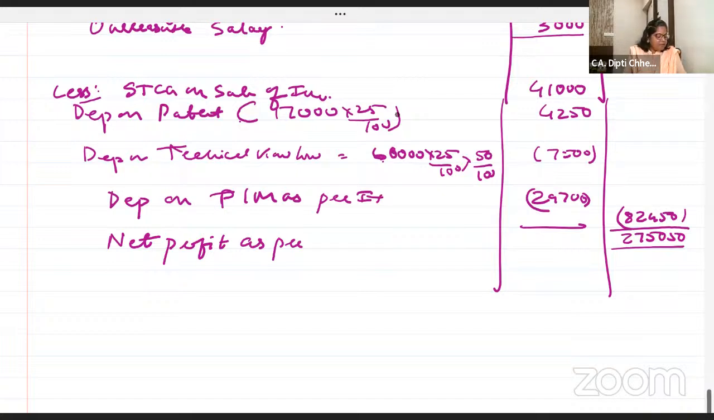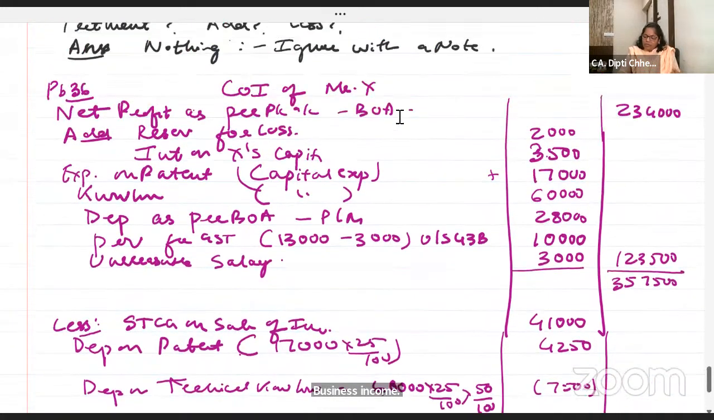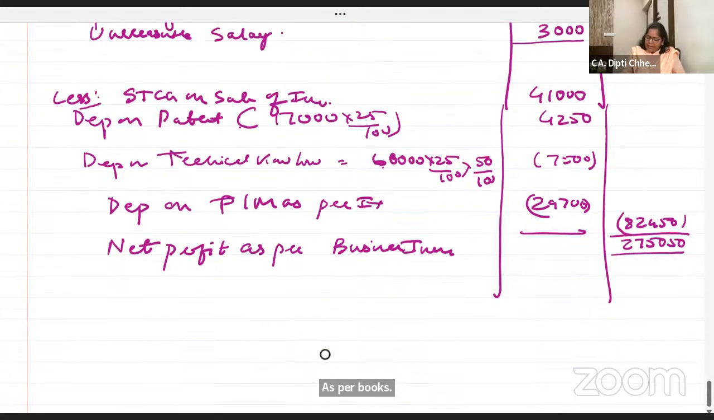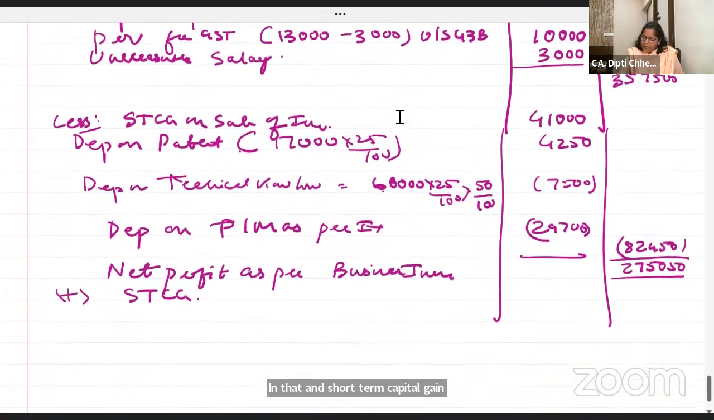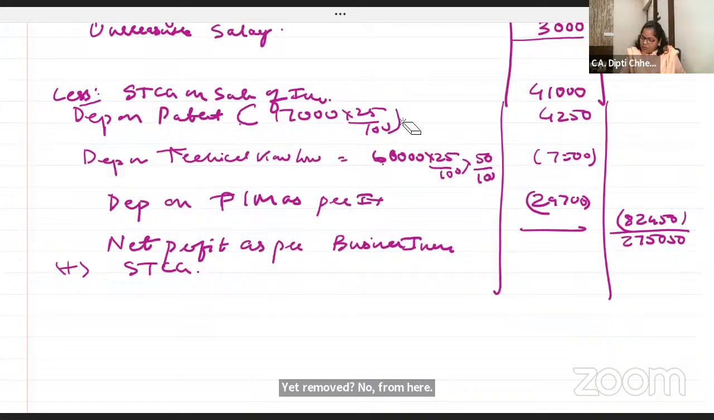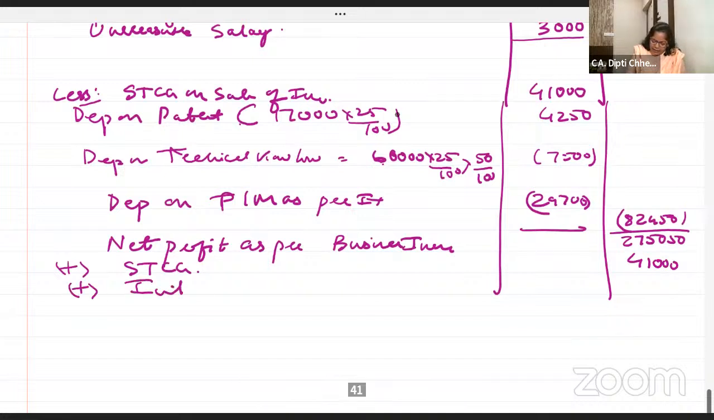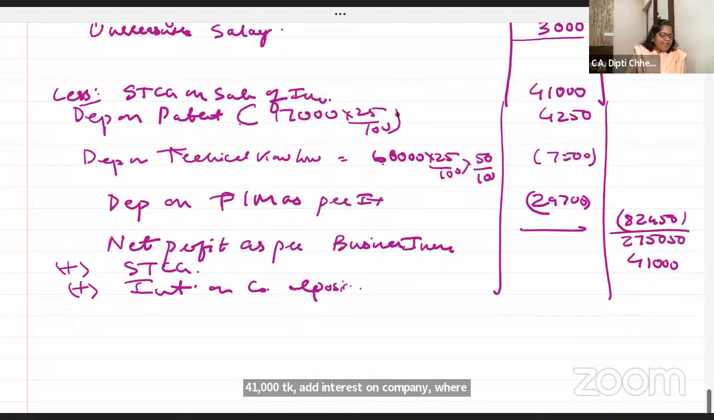Net profit, which you have to show as business income. As per books, you started, you did some adds, some less, and now you got your business income. In that, add short-term capital gain. You had removed it from here. If they ask you to compute the total income, 41,000. Add interest on company deposit, which will come under other sources, and even if they have not credited it in P&L, no problem.